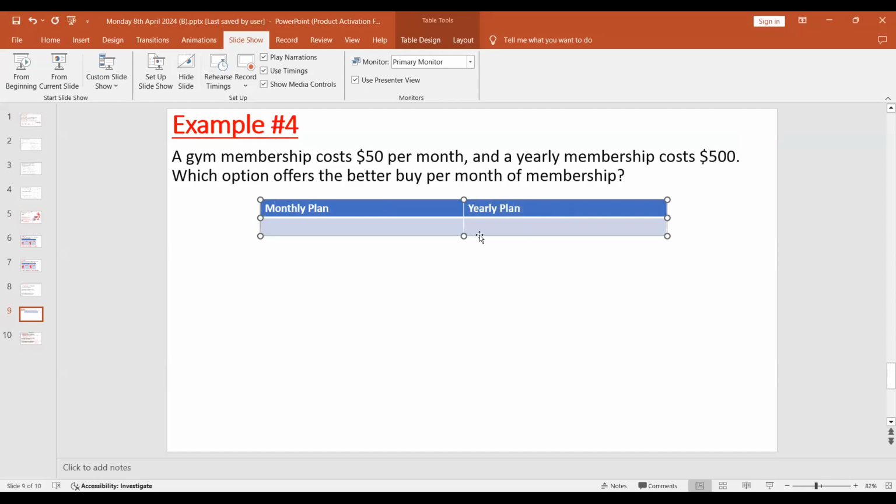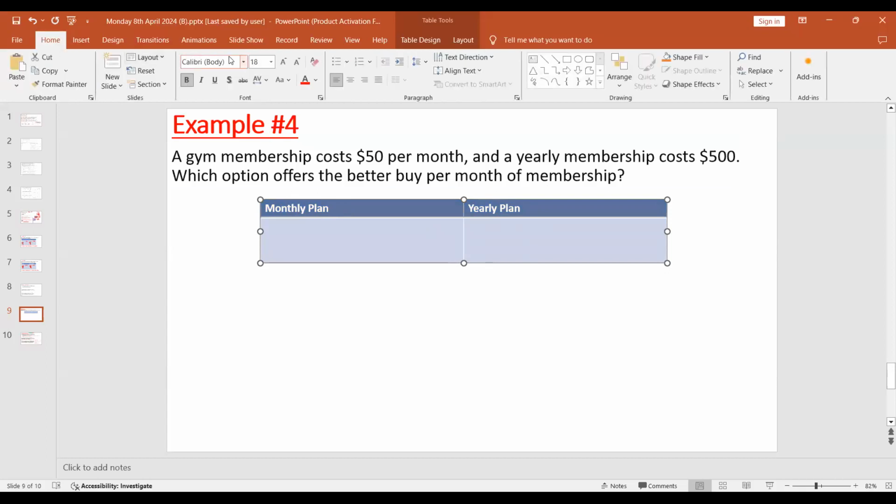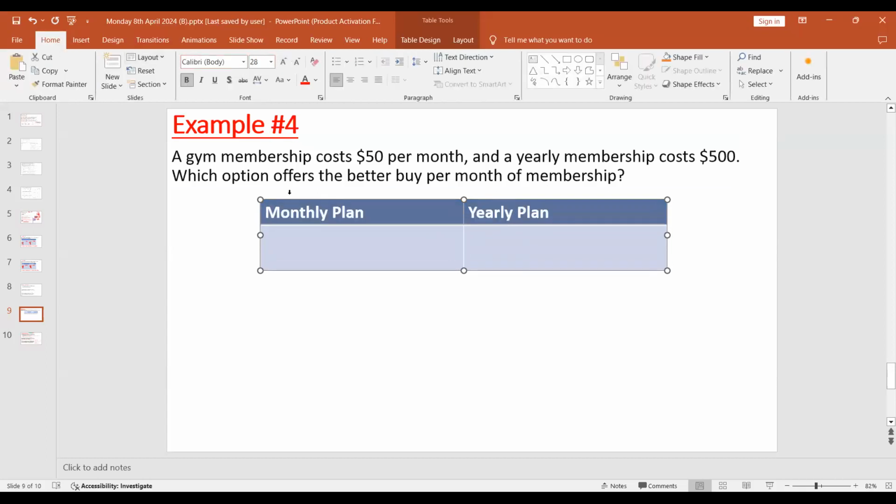Okay, so you have the monthly plan and you have the yearly plan. For the monthly plan, how much do we have to pay per month? So the cost for 1 month of membership is going to be what? $50. Because the question explicitly said that, we don't do any working for that. It's just $50. The cost for 1 month is $50.